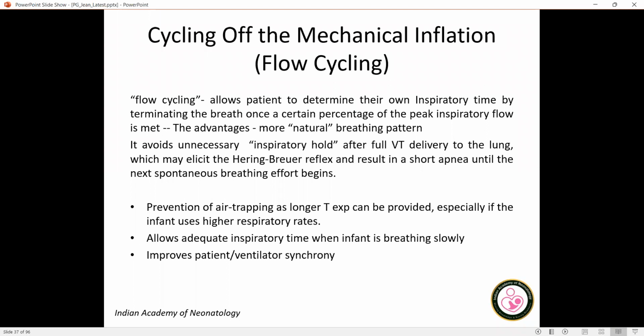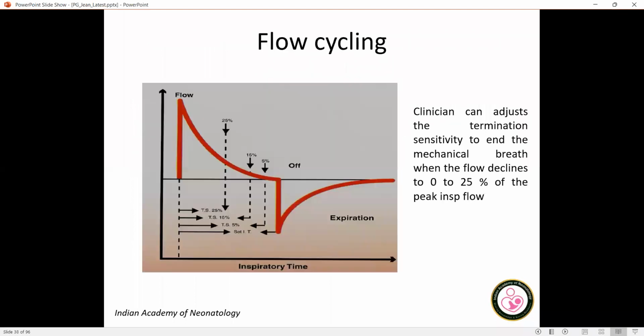That problem will not happen in flow cycling, because the ventilator knows when the peak flow is getting reduced, that the baby is going for expiration, and it will automatically switch to the expiration mode. So two advantages: one is 100% synchrony, and again, it will prevent air trapping also, as a longer TE can be provided, especially if the infant is using a high respiratory rate. Second, when the baby is breathing very slowly, it will allow adequate inspiratory time also. So it is not time cycled, it completely depends upon the baby's flow. So it will improve the patient-ventilator synchrony.